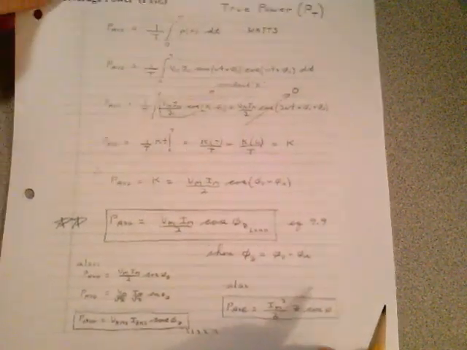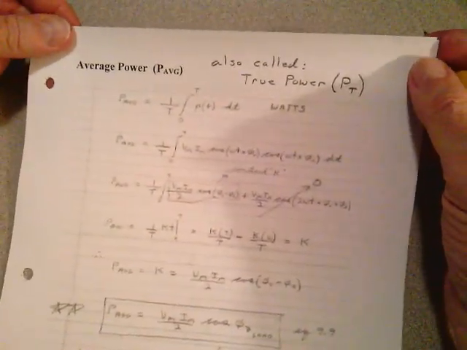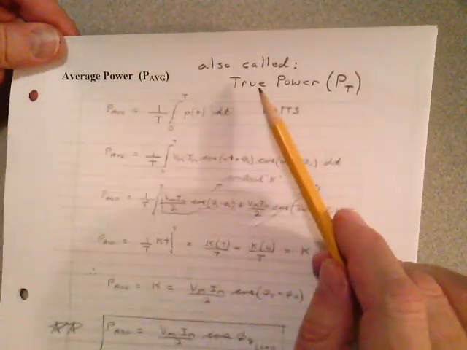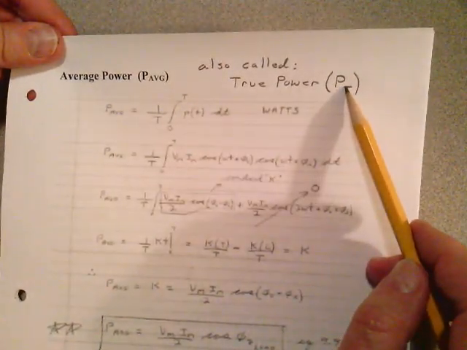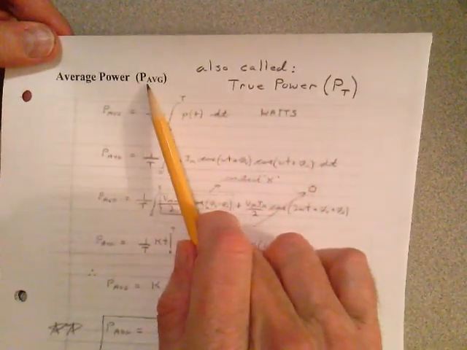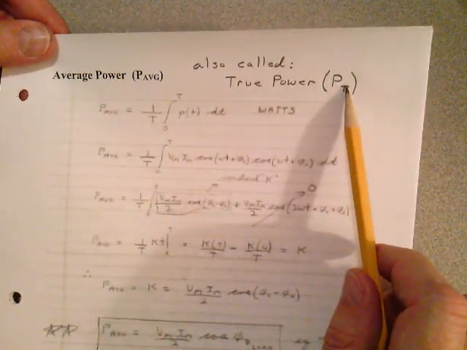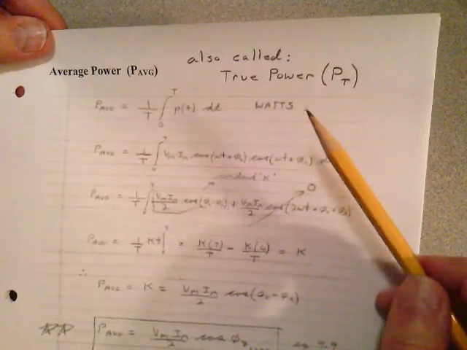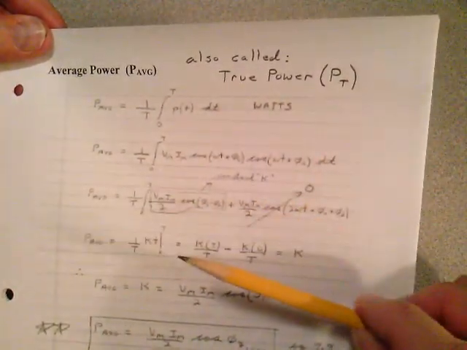Let's look at average power now. Average power is a lot more useful. Average power is also called the true power. So depending on the textbook, some books call it average power, some books call it true power. Same thing. Well, I could just give you equations for it, but I think I want you to know where these equations come from in a minute.